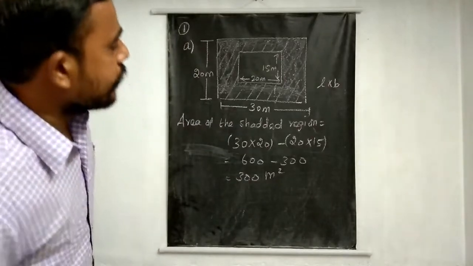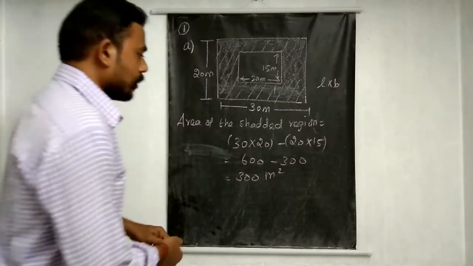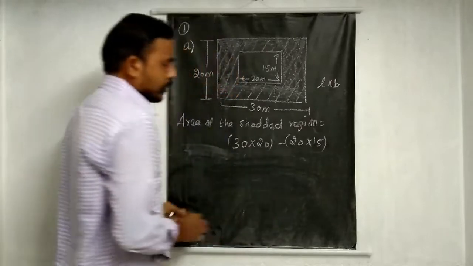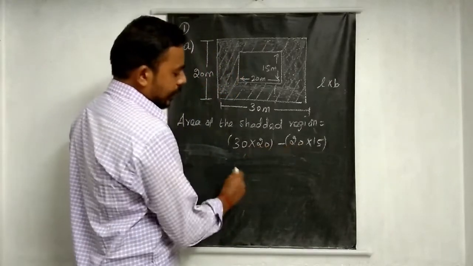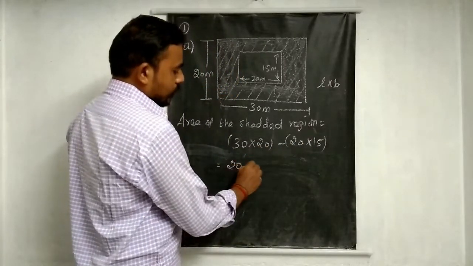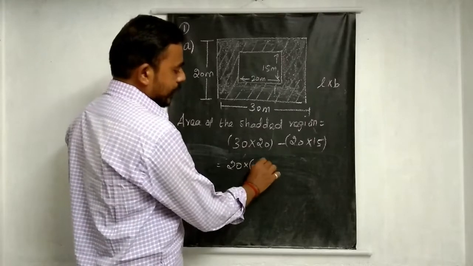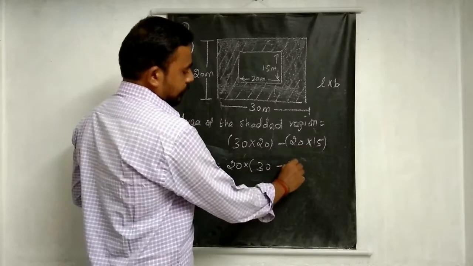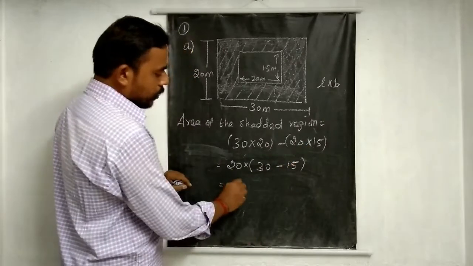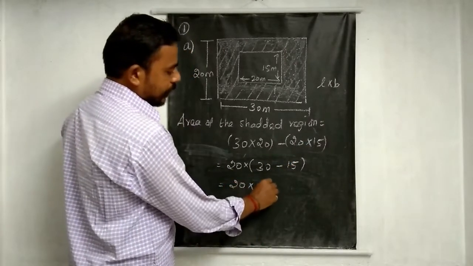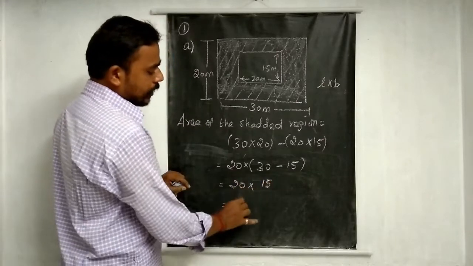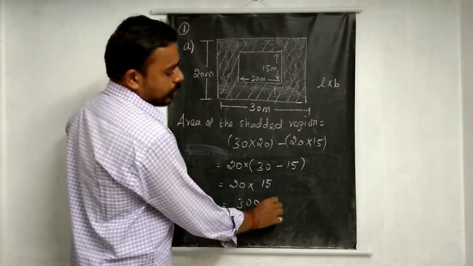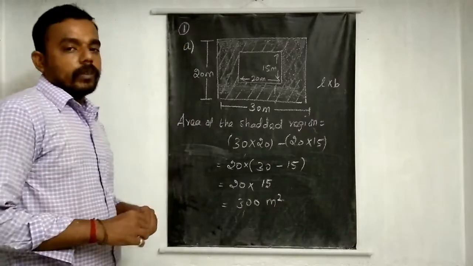Now I am going to give you the idea about the combination form. Here 20 is a common number, no? So we can write 20 into the remaining, using the distributive law: 30 minus 15. So 20 into 30 minus 15, 50. Now 2 15s are 30, remaining 3. Like that also you can give your answer.